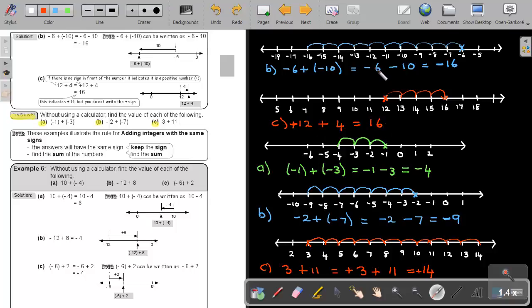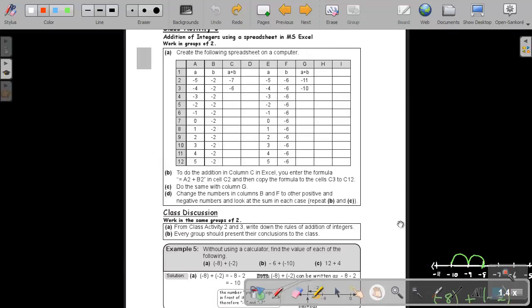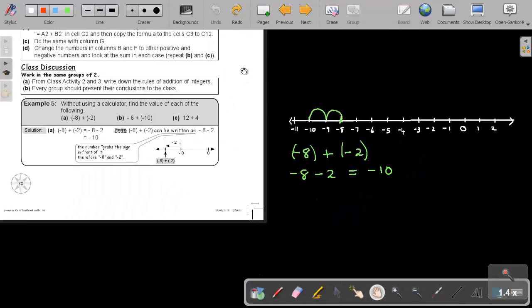Look here. The numbers are having the same sign. Negative, negative. So I keep the sign, and I add the numbers. And I can even go back to the first one and show you the same here. If you look at this one, the numbers were having the same sign. So I keep the sign and I add the numbers. So that was the rule for if the signs are the same and I do addition.